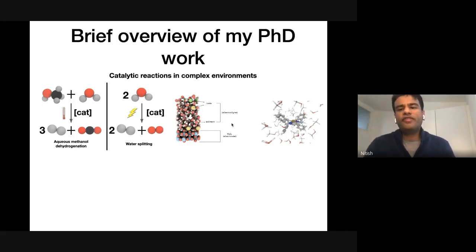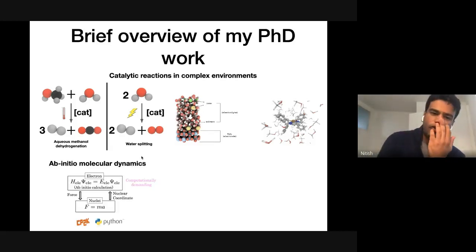And you also have effects of things like temperature. And in the case of an electrocatalyst, you also have effects of the electric field. And so it's important that you consider all of these effects when you're doing the modeling. And this is something that I was particularly interested in.